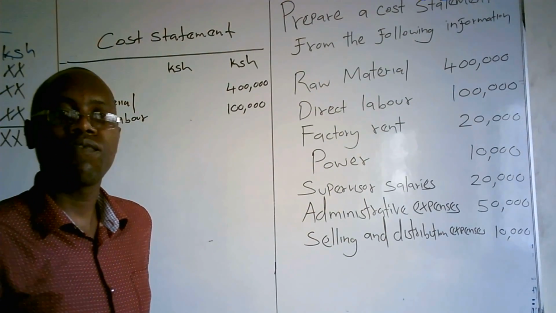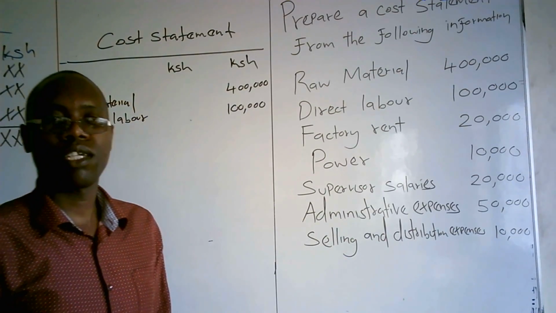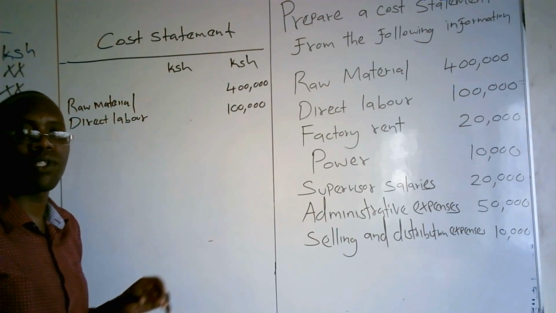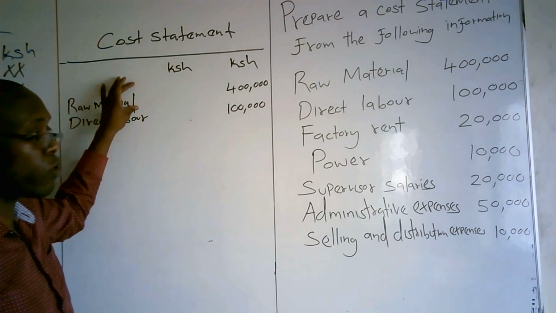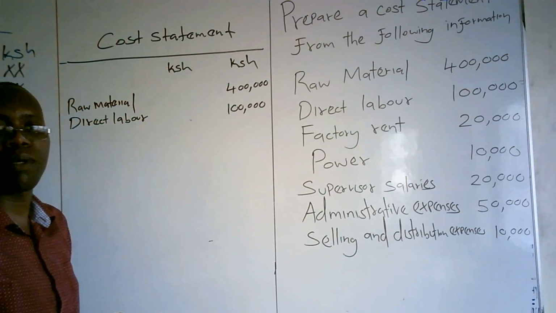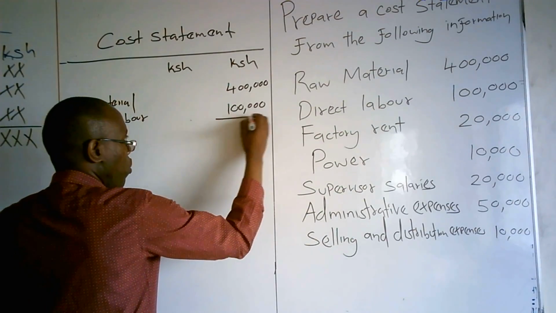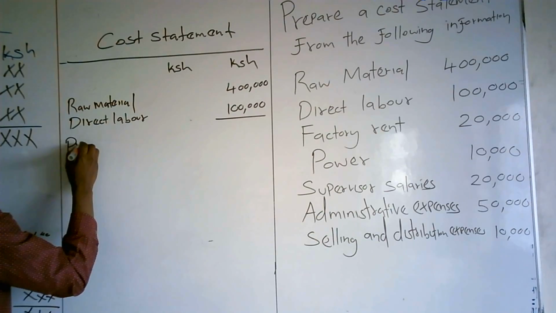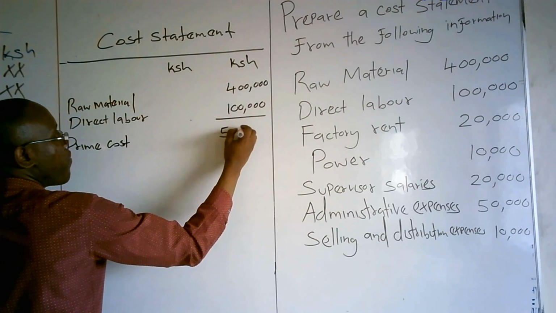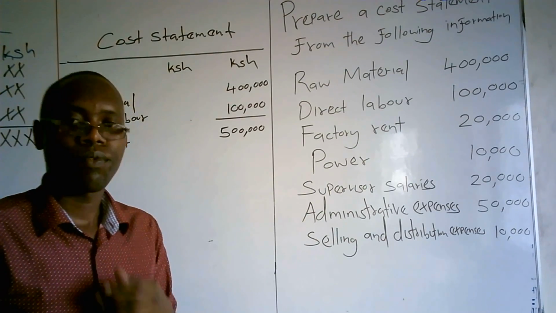And then we check if we have any direct expenses, because we said direct expenses we are going to include if they are there. Sometimes they may not be there, and in this question we do not have direct expenses. But the raw material and direct labor must be there, because a factory cannot function without materials or without workers. But sometimes those direct expenses can be absorbed in this cost. So then it means that your prime cost is going to be 500,000. So that's your prime cost.